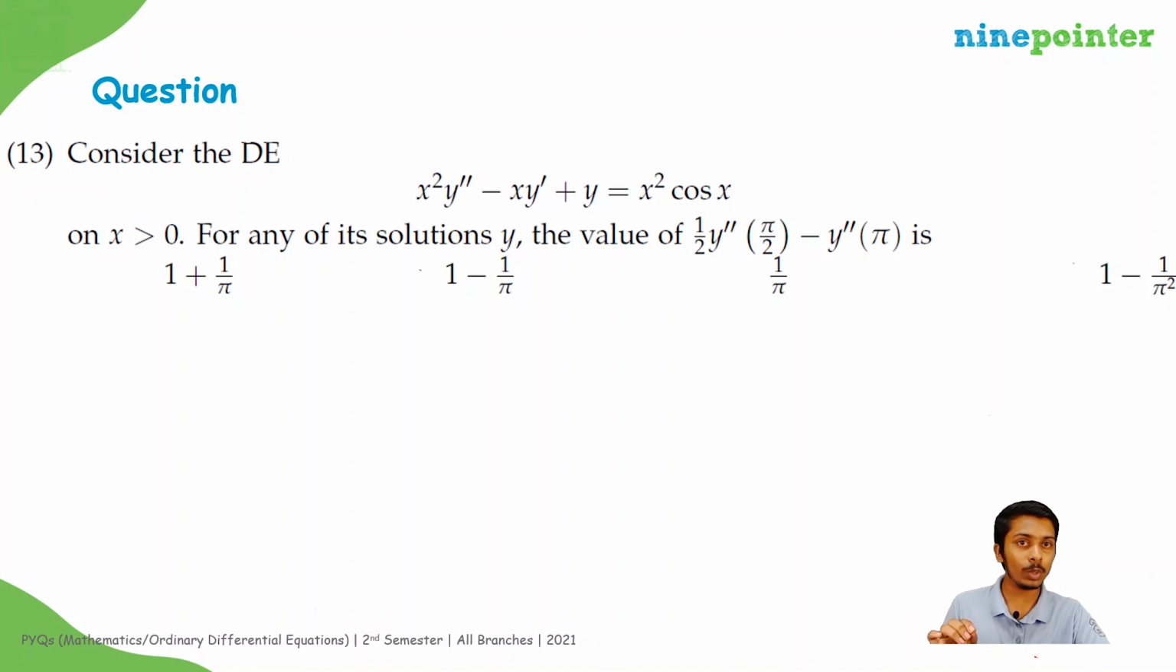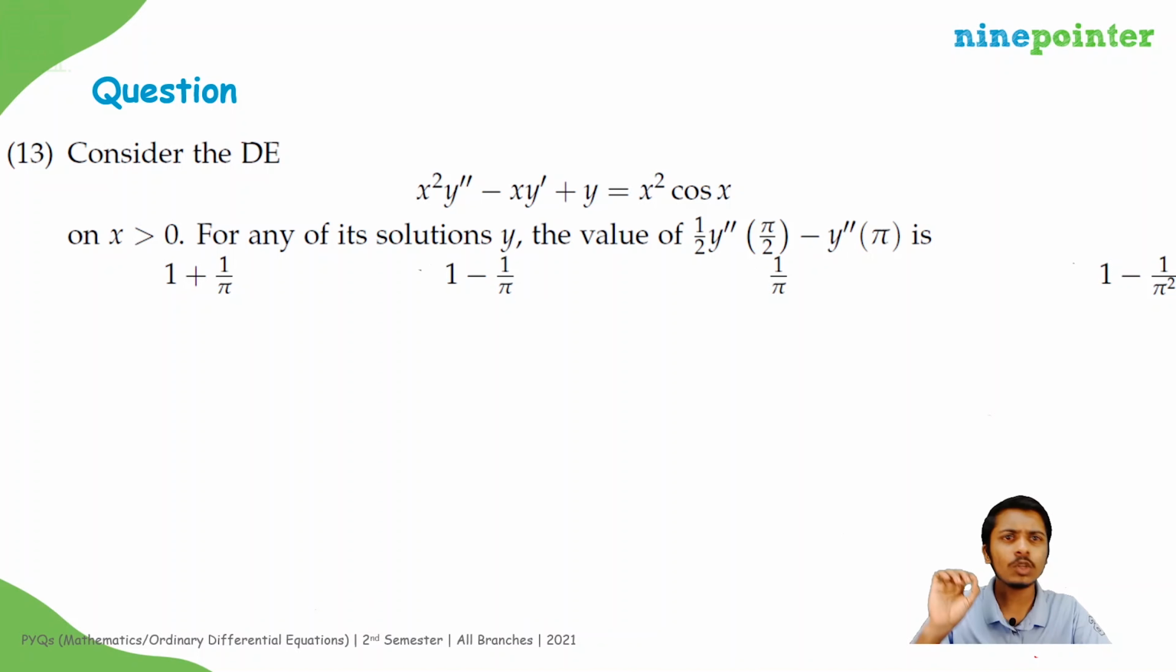a non-homogeneous differential equation, and then evaluate y double prime at pi by 2 and y double prime at pi. So for that, we have to initially find what y is, then evaluate its second derivative at particular points and evaluate the quantity that we have to find. Okay, so for that, I have to solve this differential equation, and this is a non-homogeneous differential equation.